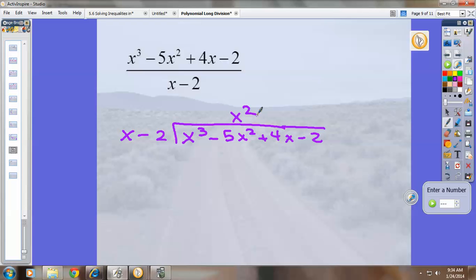Always go above your like term. Eventually what you'll get to notice is if you're missing a term, we'll get to that. If you're missing a term, it'll just be a reminder to put it in there.